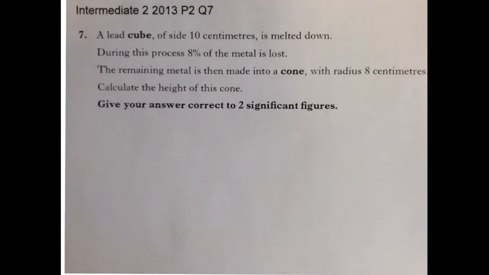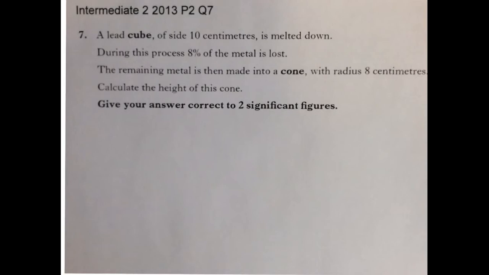A lead cube of side 10 cm is melted down. During this process 8% of the metal is lost. The remaining metal is then made into a cone with radius 8 cm. Calculate the height of this cone. Finally, give your answer correct to two significant figures.